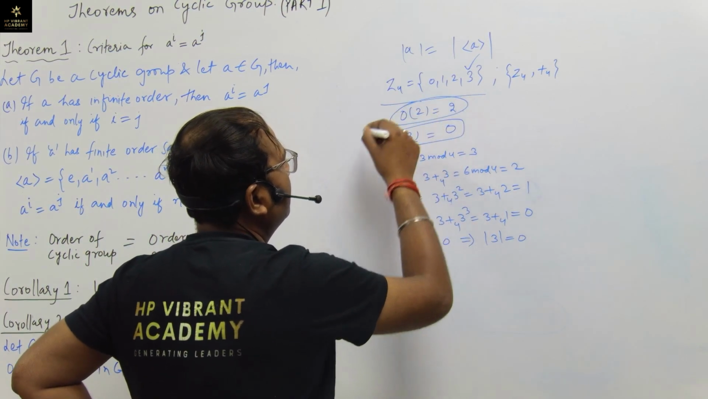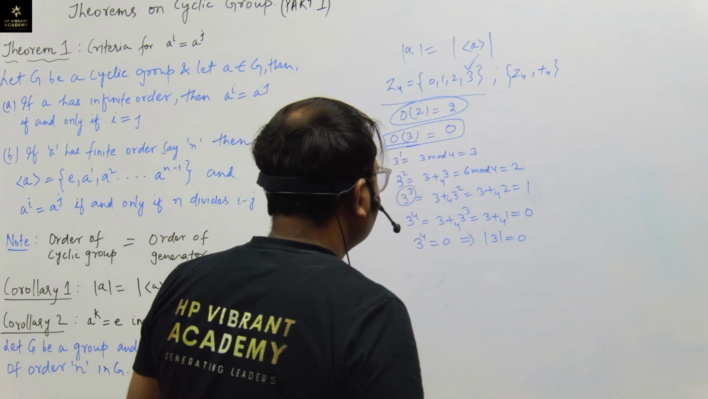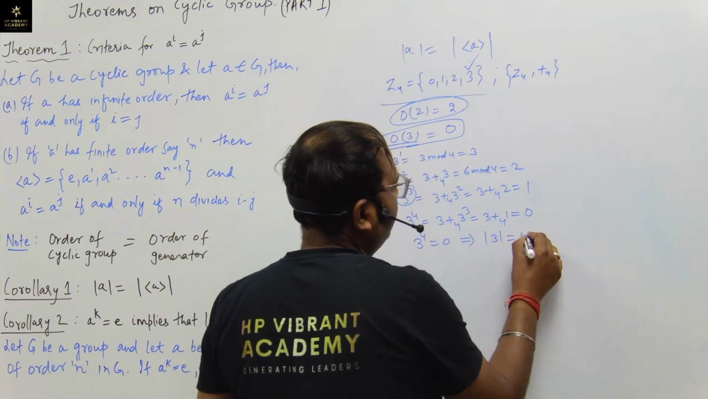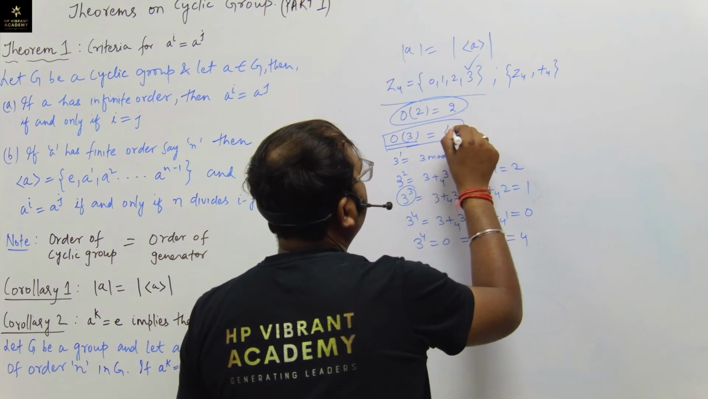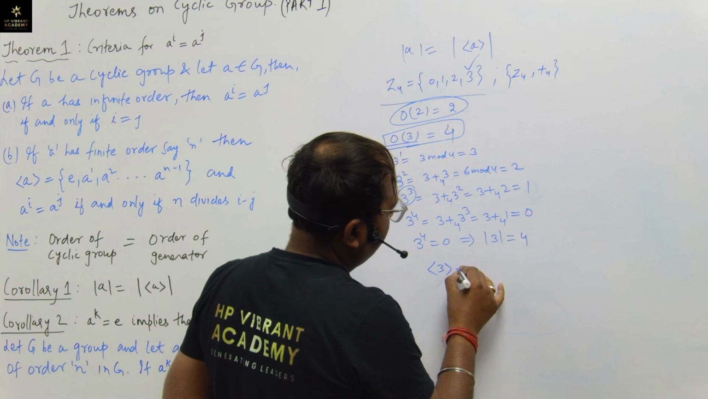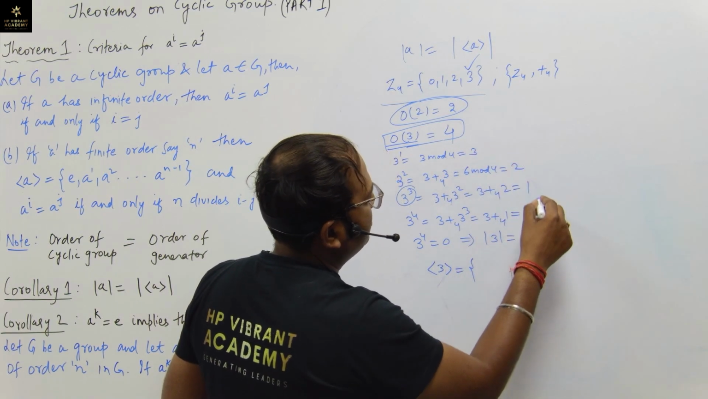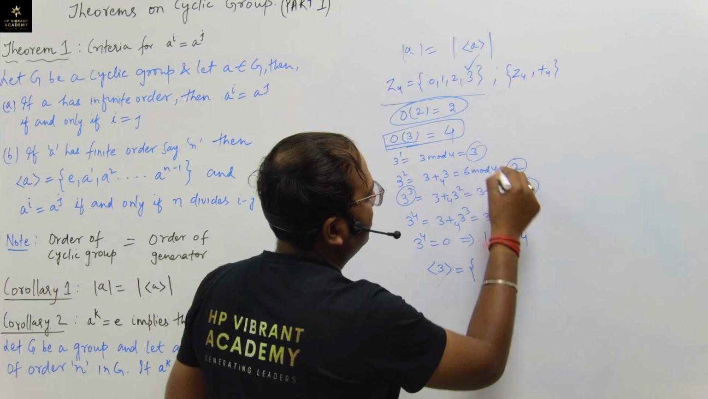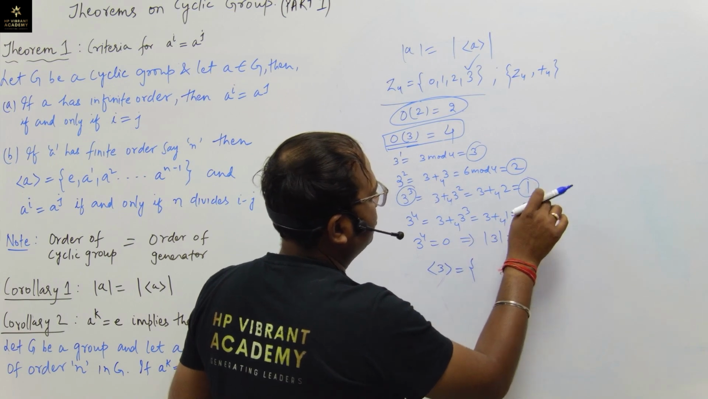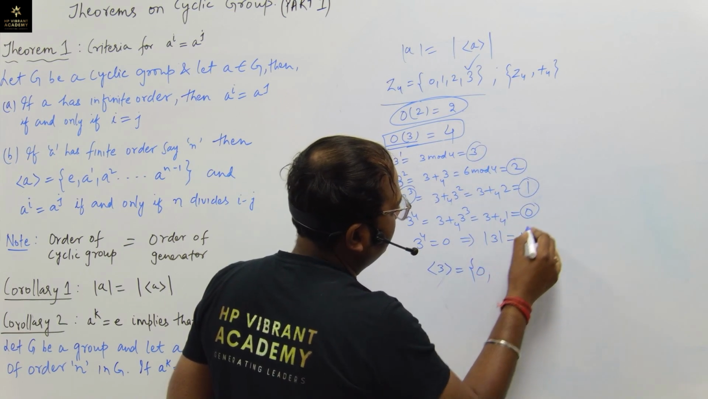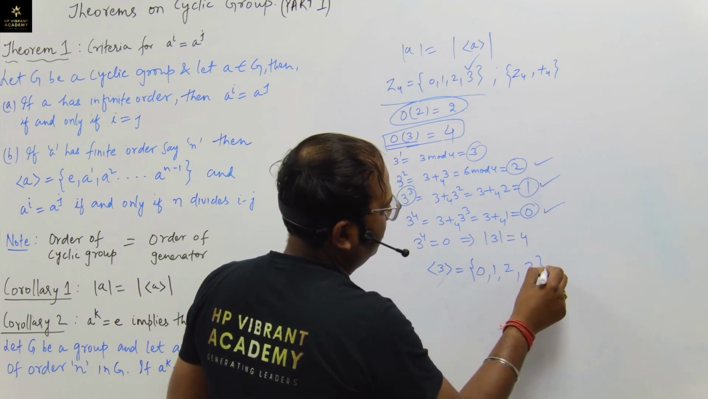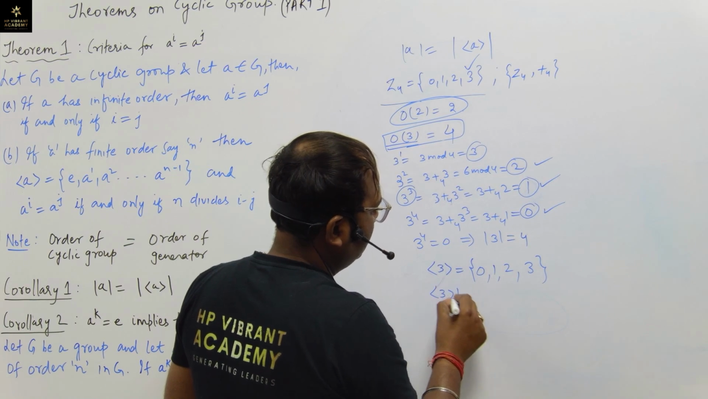So 3 to the power 4 is equal to 0. This means the order of element 3 is equal to 4. Okay, this is equal to 4. So the group that is being generated by 3 is generating the elements 0, 1, 2, 3. So this is generating 0, now we have 1, now we have 2 and we have 3. So the order of the group generated by 3 is equal to 4.